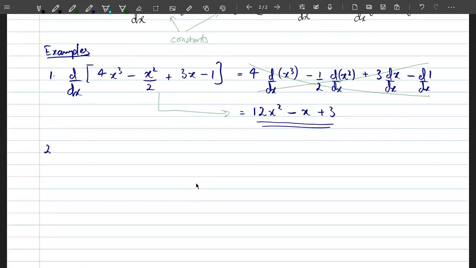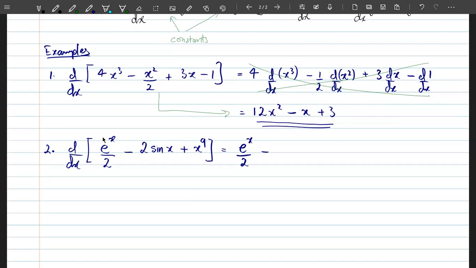Let's see one more example where there are other functions. We want differentiation of e to the power x by 2 minus 2 sin x plus x to the power of 9. So now let me write it without this intermediate step by looking at the terms. What is the derivative of e power x? e power x itself. e power x is a function that is invariant under differentiation. So you get e power x itself.